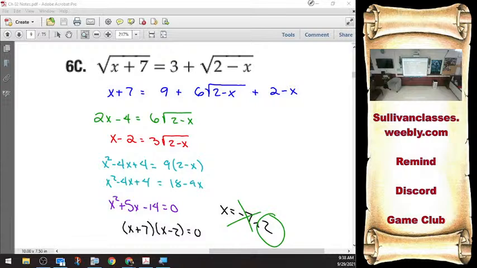So, square it to isolate or to get rid of one radical. Oh wait, there's still one there. Blow it up again. Okay?